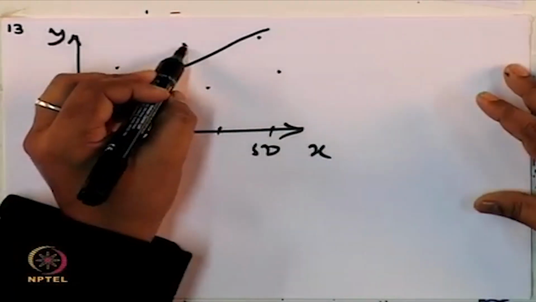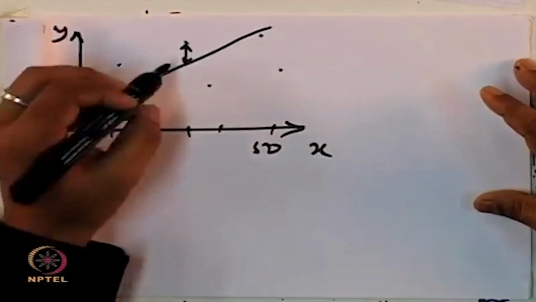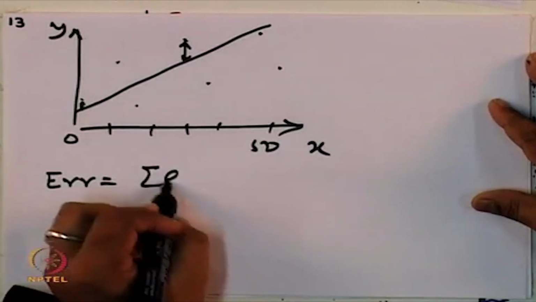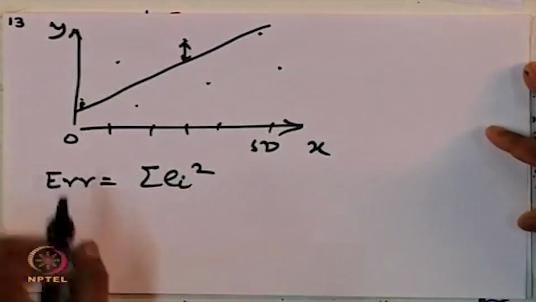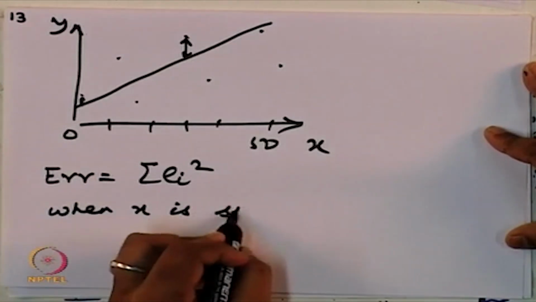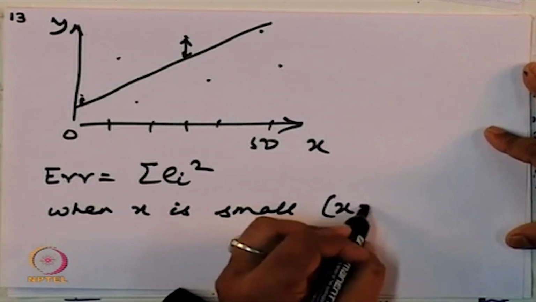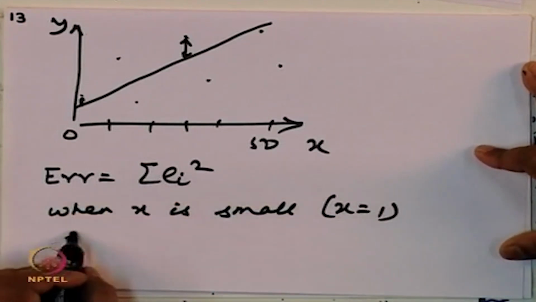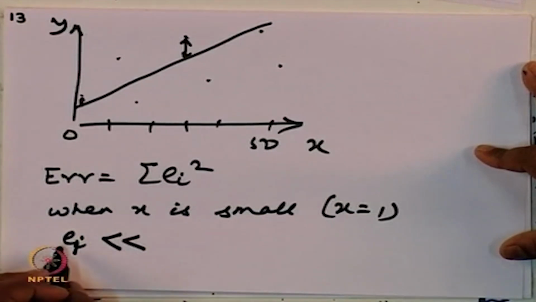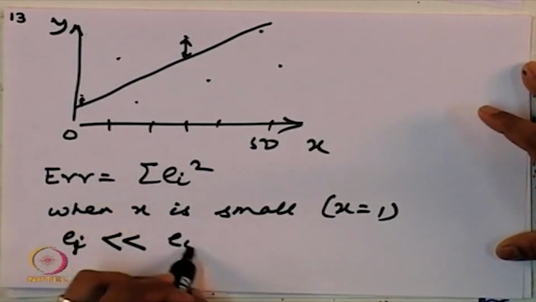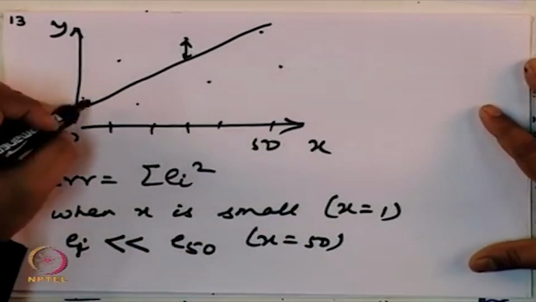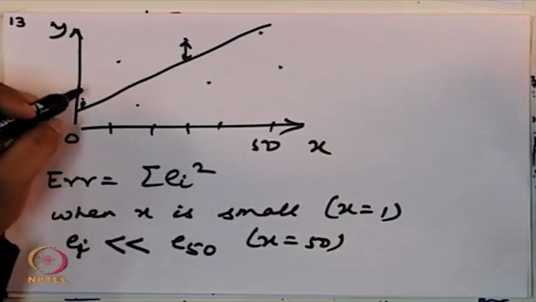So, if you count the magnitude of the error, my total error I define as summation E_i square. When x is small, let us say x is equal to 1, my magnitude of error E1 is going to be way insignificant compared to, let us say, E50, that is when x equal to 50. Here instead of 3 you are getting a value of let us say 5 or 6.